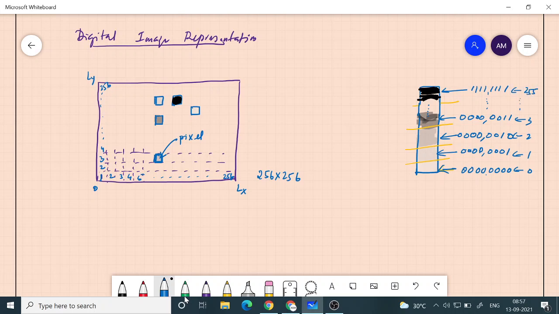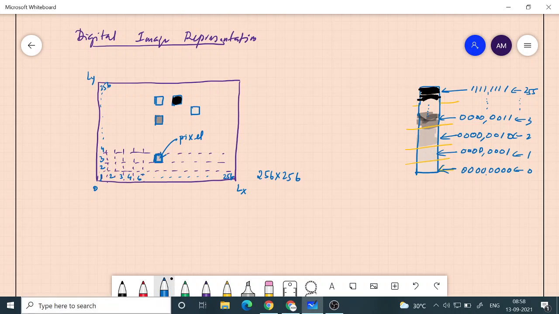Usually 0 to 255 is the common case. When you look at Paint and draw something, usually you get it in this format. Each pixel will be defined by one of the codes corresponding to the grayscale. How dark it is or how white it is is decided by the code. The entire image is divided into 256 by 256 pixels, and each pixel has an associated code. That is what we do in order to represent a digital image.